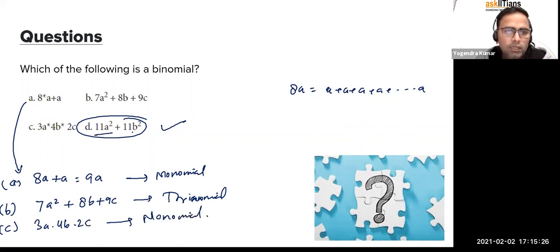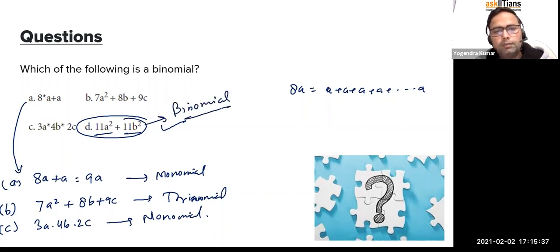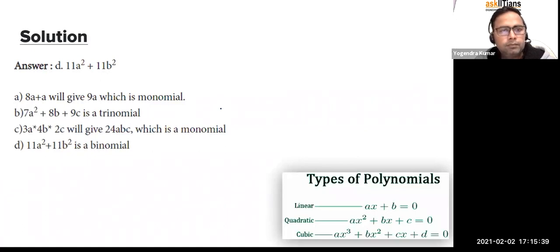But this one clearly has two terms which cannot be added, right? Because they are unlike terms. So that's why this is binomial. I hope you understand this. Yes, so this is what it is. Types of polynomials you have seen.